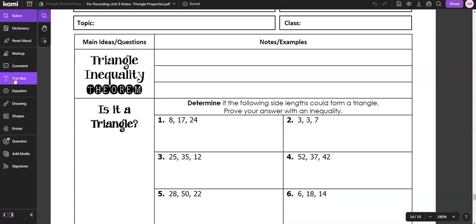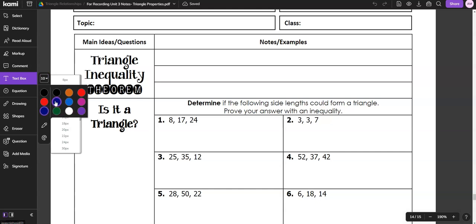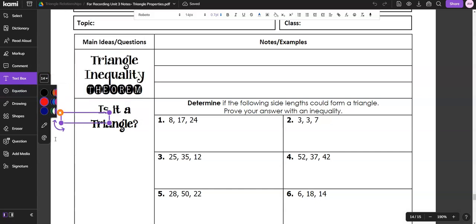Alright guys, so this video is going to be about our triangle inequality theorem. Now you will notice this is on page 14 of our notes, so we are skipping several pages. I believe I accidentally put the notes in the wrong order.